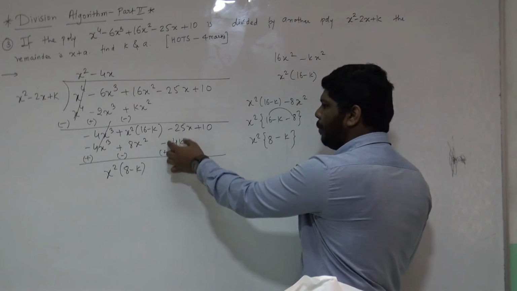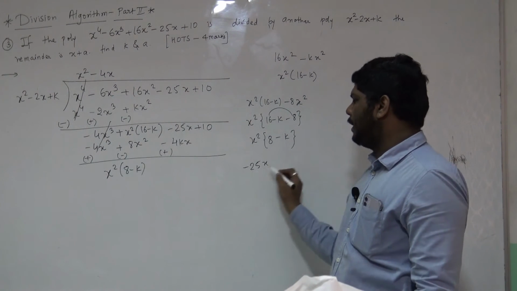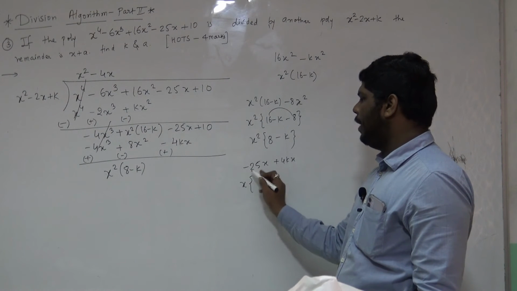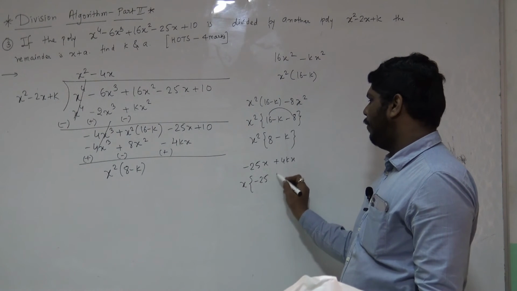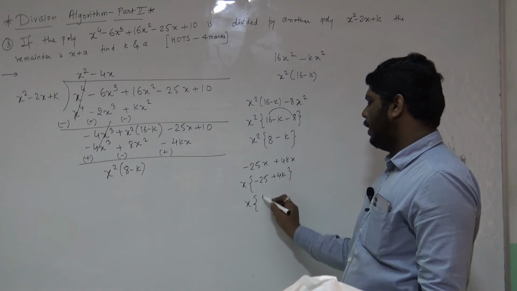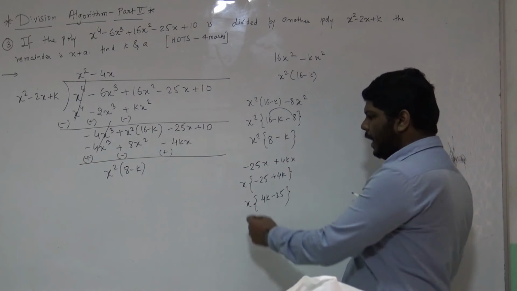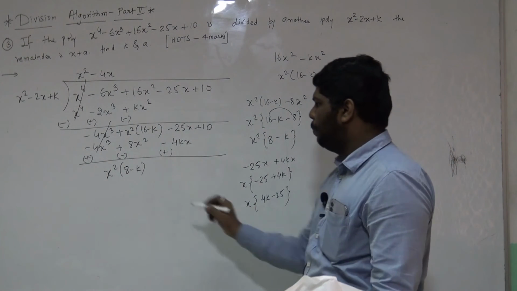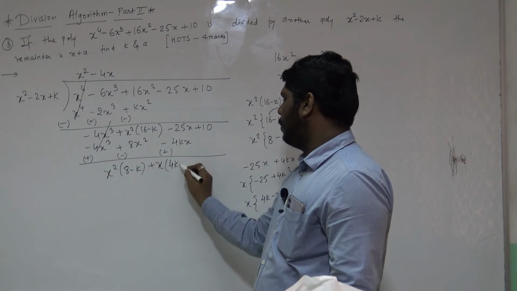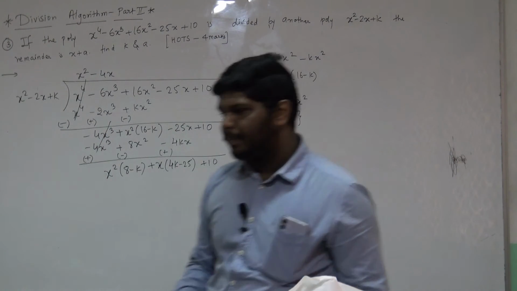Now here also if you subtract, what you are getting here is minus 25x, and this is becoming plus 4kx. So again x is common. What is remaining from here? Minus 25, and from here plus 4k. So I can write this as x times 4k first and then minus 25. Okay, so this is x times 4k minus 25, plus 10 as it is.